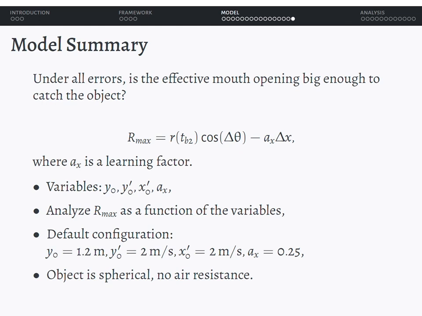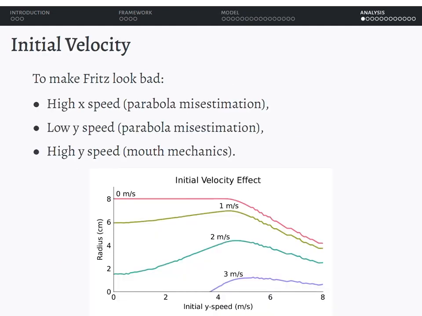Here, delta x is a function of the initial height and velocity components of the throw. Thus, the effect of different throw properties on catching success can be analyzed. For now, the food is assumed to be spherical and air resistance is assumed to be negligible, but these factors will be addressed later. We first simulated the effect of different x and y initial velocities on maximum catching radius.